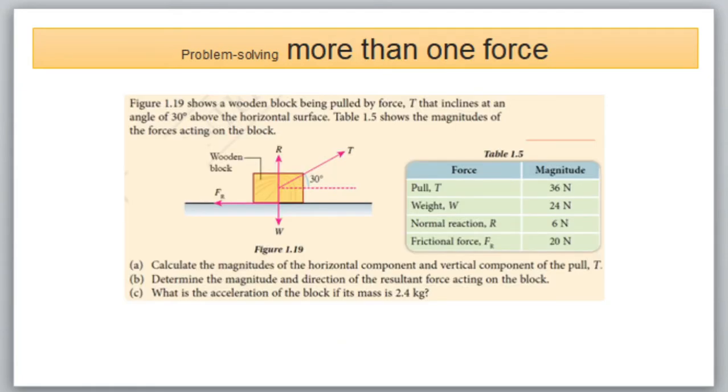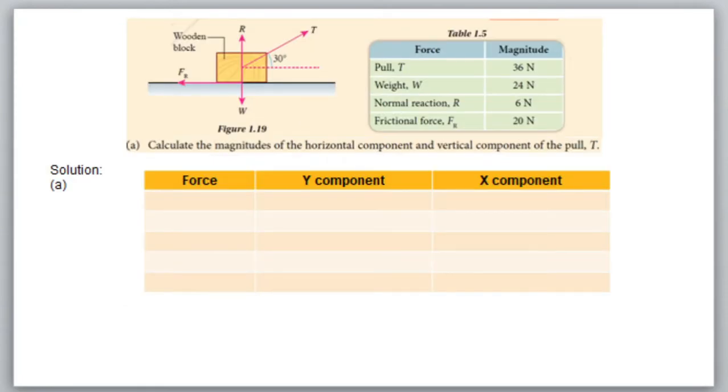Lastly, problem solving for more than one force acting on an object. There's a question here. The diagram shows a wooden block being pulled by force T that is inclined at an angle of 30 degrees above the horizontal surface. The table shows the magnitudes of forces acting on the block.